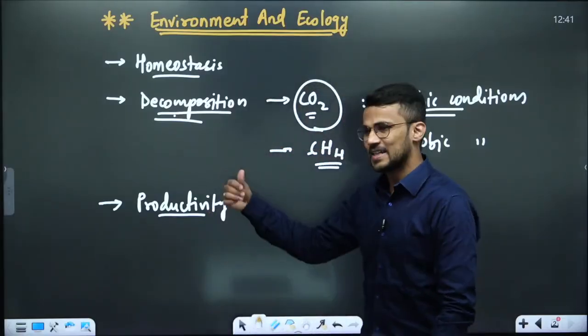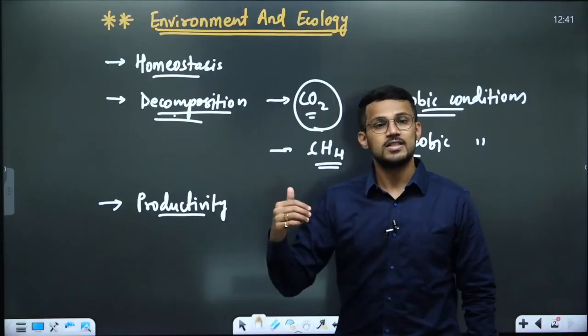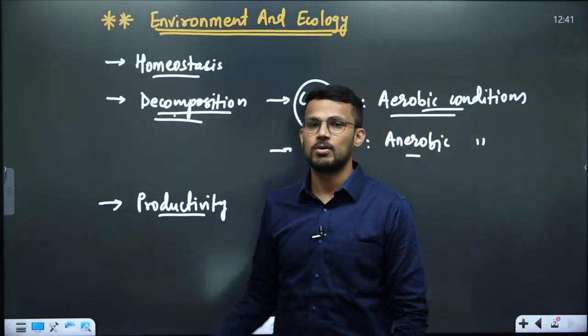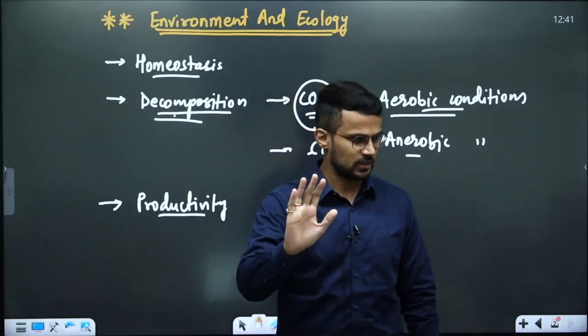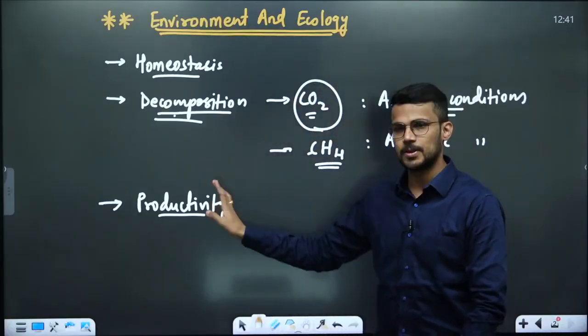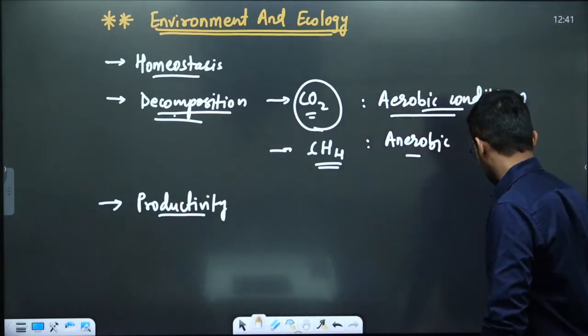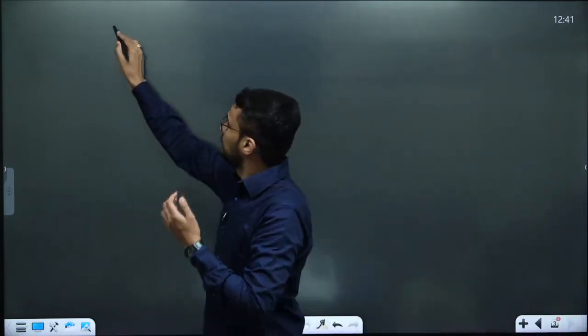Okay? Then there is second type of productivity called as secondary productivity, which is rate of formation of biomass by consumers. Okay? Rate of formation of biomass by consumers. So that point we have discussed. ठीक है?